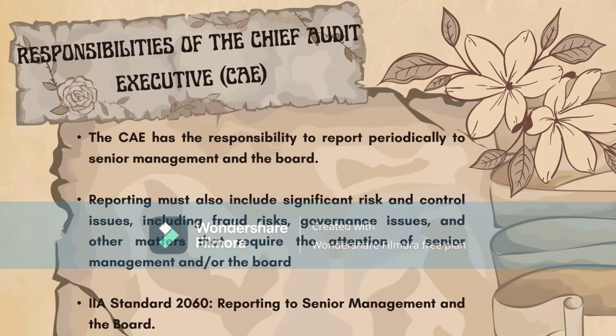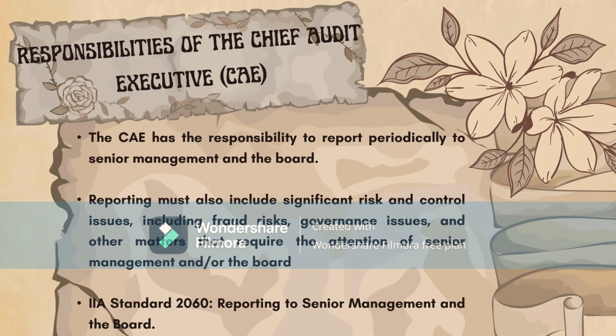and other matters that require the attention of either senior management or the board or both. These reports typically occur during routinely scheduled meetings throughout the year. If there are major changes to the internal audit plan, budget, or staffing, the CAE needs to explain these changes and the reasons behind them.